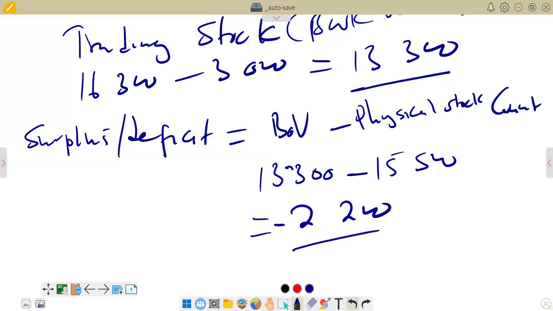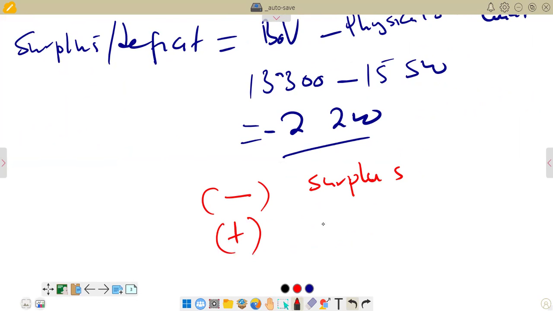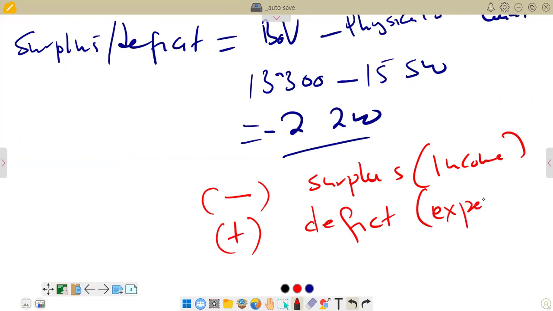So to interpret it now, using that formula of book value minus physical stock count value, if it's a negative, it represents a surplus. It's a trading stock surplus. If it's a positive, it represents a deficit. When it's a surplus, we include it under income. When it's a deficit, it's an expense. So in this case we're having a negative, so it means it's income here. We're going to put it on the credit side as trading stock surplus.